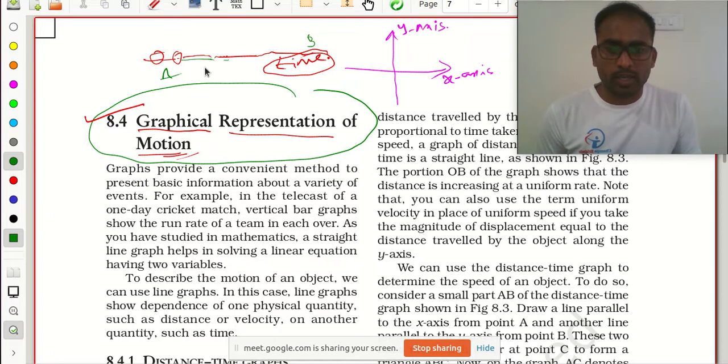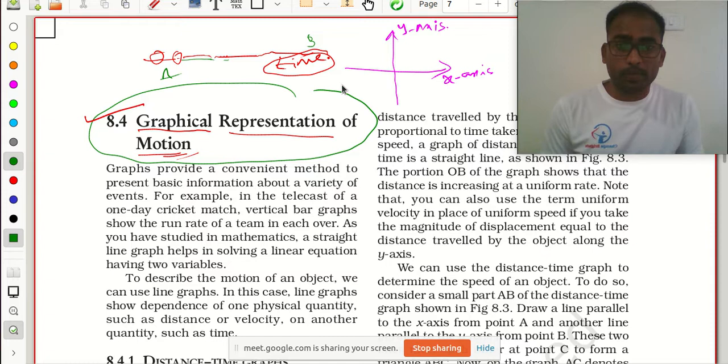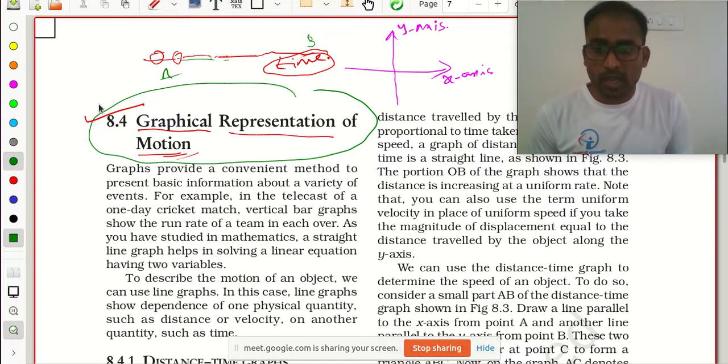Okay. So at 0 seconds, what is my distance? At the first minute, how much distance did I cover? At the third minute, how much distance did I cover? At the fifth minute? That I will show on a graph. But before representing it on a graph, first I will make it in tabular form, in the form of a table.